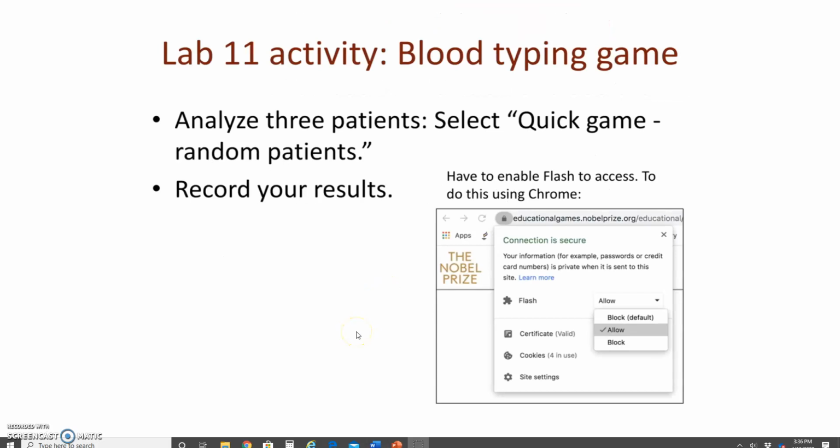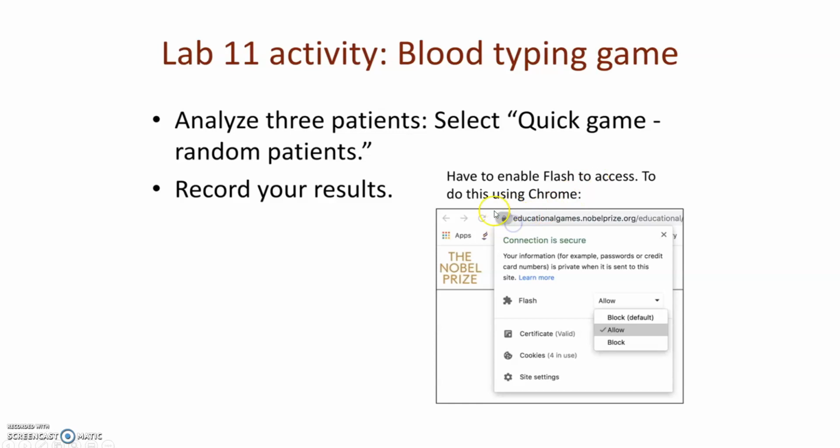So one thing to know for the blood typing game is follow the link to the website, but you do have to enable Flash. So this is how you do that for Chrome. You would click this little lock button, and where it says Flash, you would click Allow. Or if prompted, make sure you allow Flash. Also, make sure you select Quick Game Random Patients, and then record your results for the 3 patients.